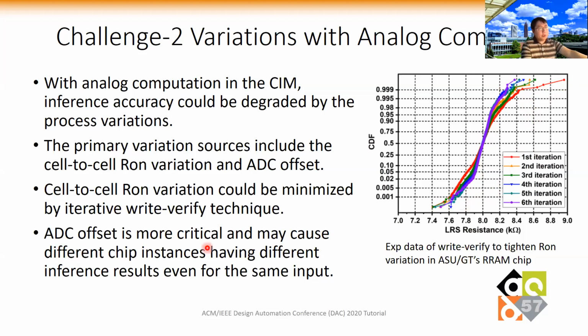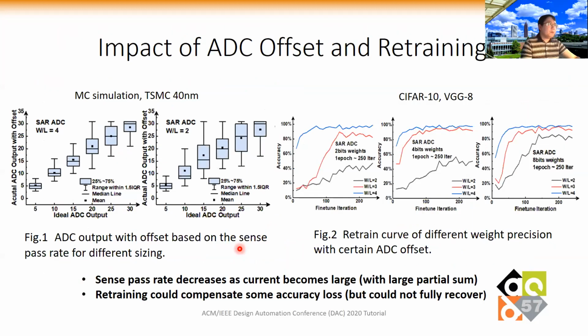ADC offset is more critical because we cannot tune it by this kind of programming. And so we have to use advanced offset cancellation, but that will further increase the area of the ADC, which is already a very stringent requirement. So here we studied the impact of ADC offset. And here we run the Monte Carlo simulations. So you can see the actual ADC output may vary around the ideal ADC output. So it's not a straight line here. So with this kind of variations, then the inference accuracy will degrade.